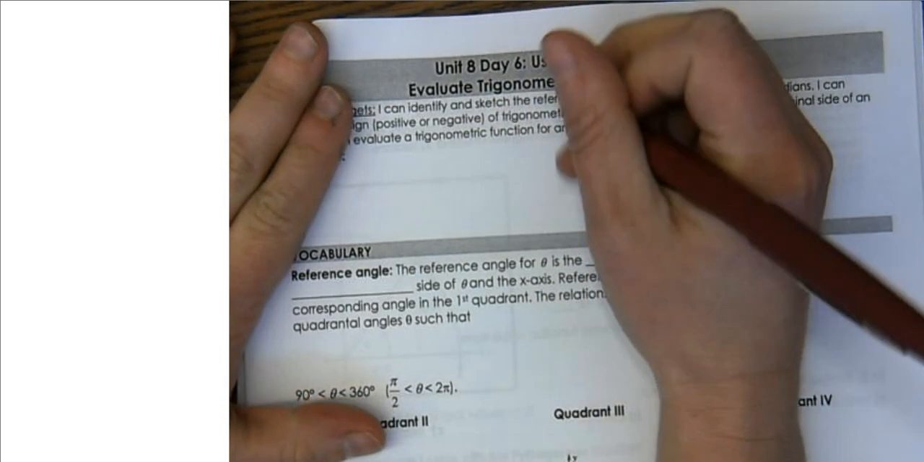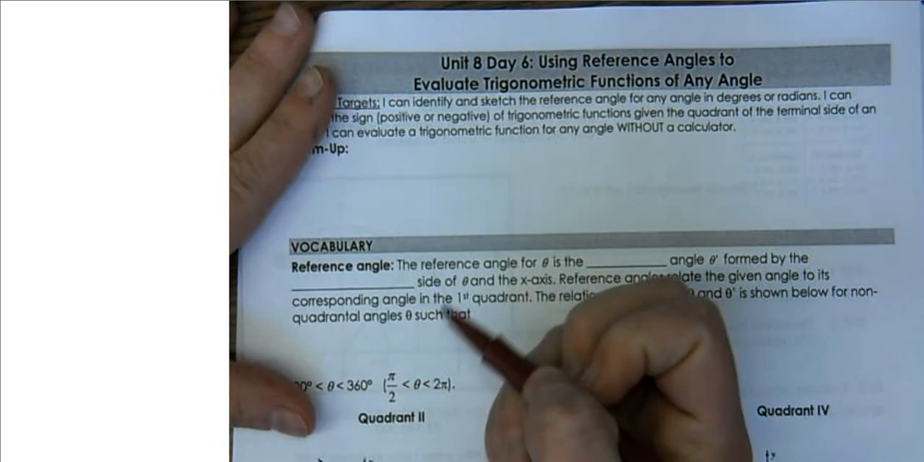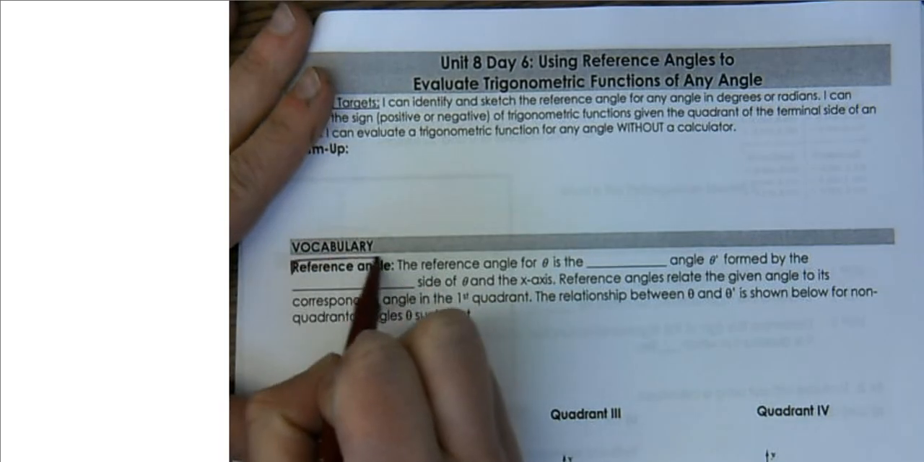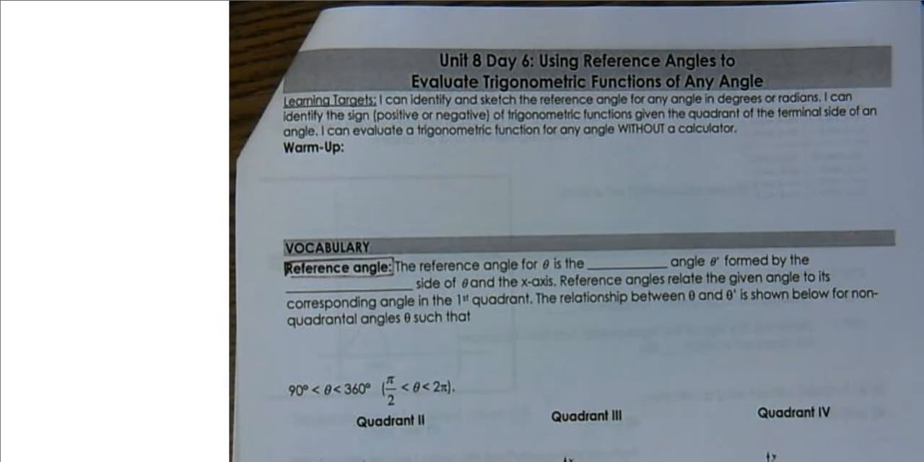For today's lesson, we are going to learn how to use reference angles to evaluate trigonometric functions of any angle. To get started, in our warm-up section, I want to explain what a reference angle is. A reference angle is an angle that tells us what category other angles fall under.